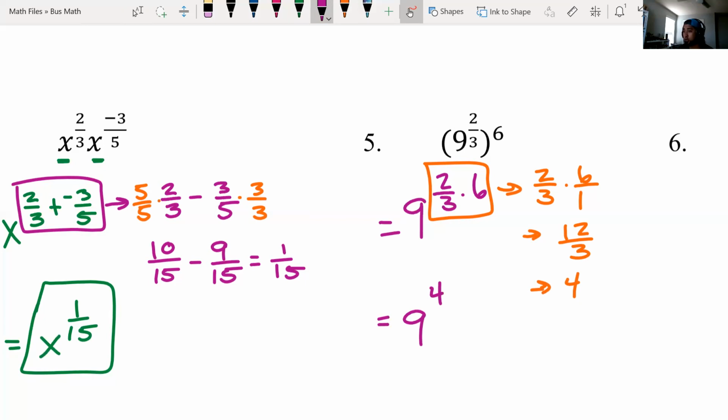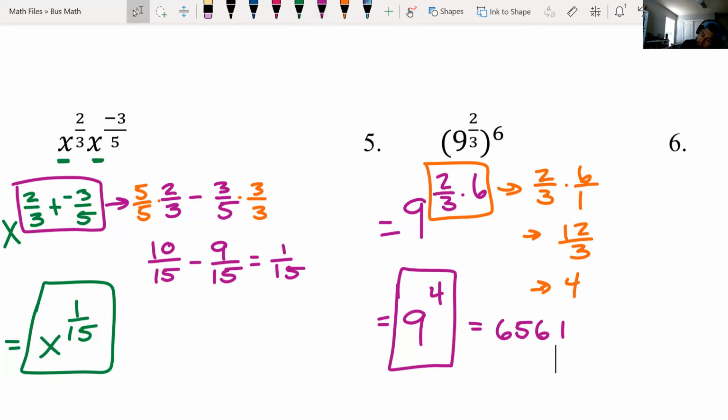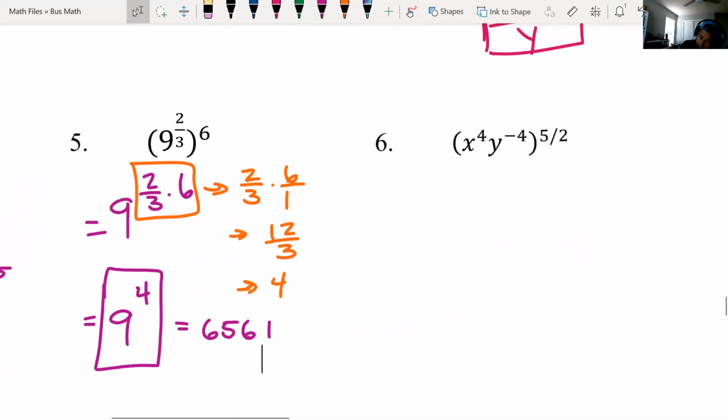I don't think it told us to solve it, just simplify it. So we're going to leave that as 9 to the 4th. But if I were to type that in, that is 6,561. Okay.